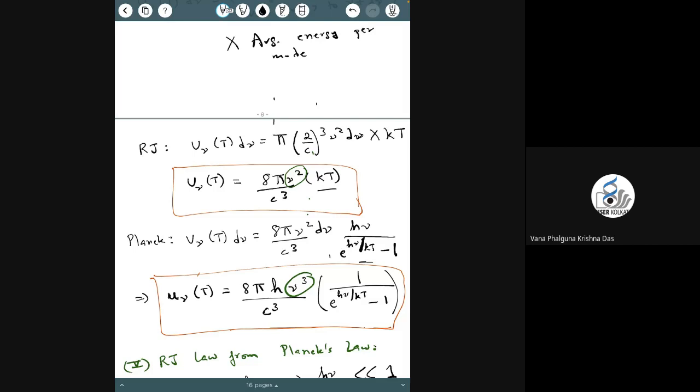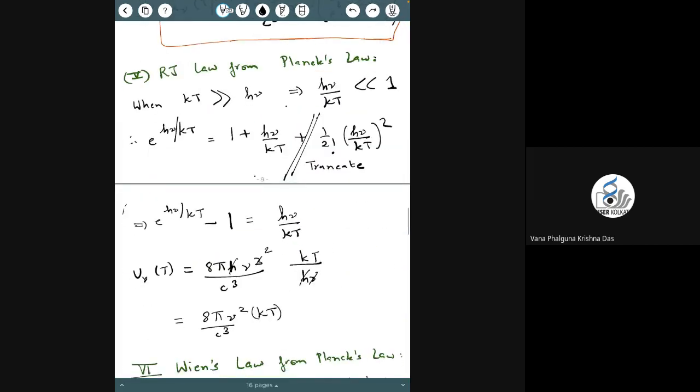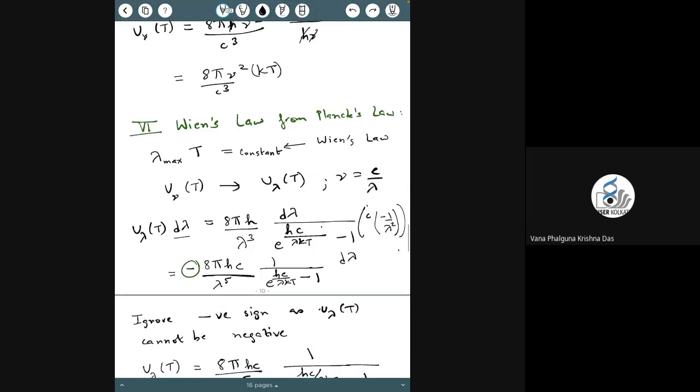Ma'am, can you show Wien's law with respect to lambda once? It's just lambda max T equal to a constant. So if lambda max T is equal to a constant, then nu max T is also equal to a constant. Some other constant, but some constant.